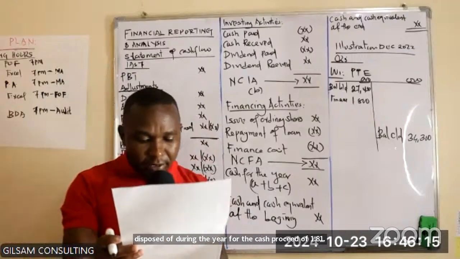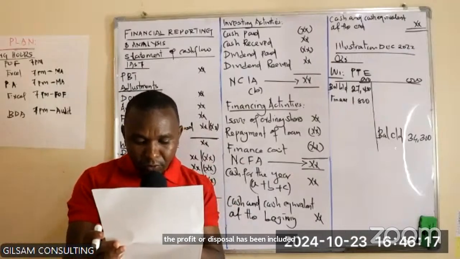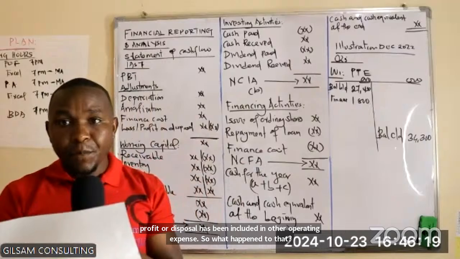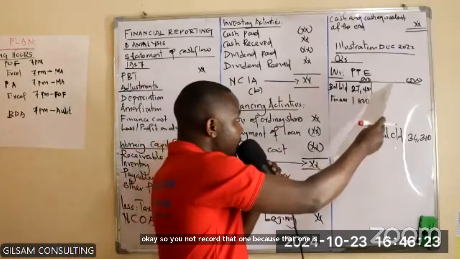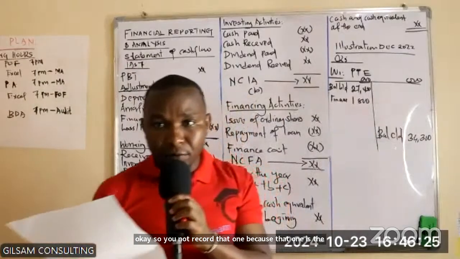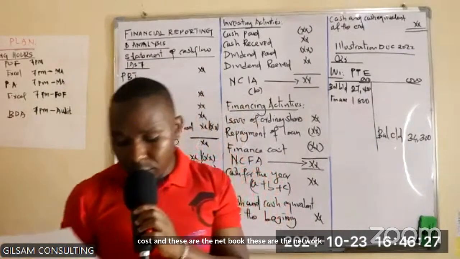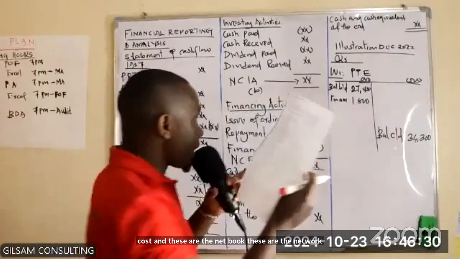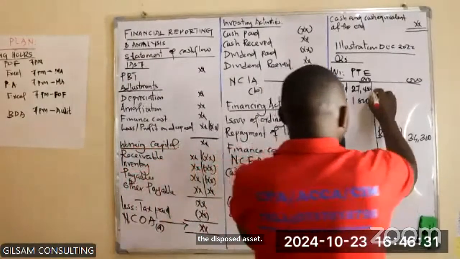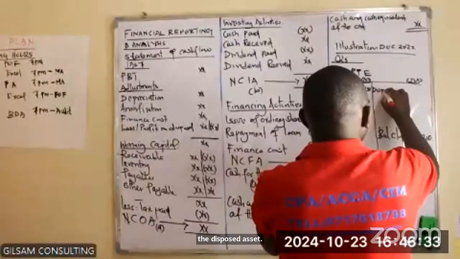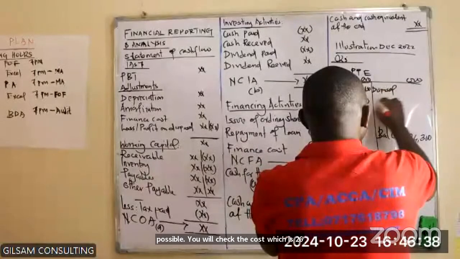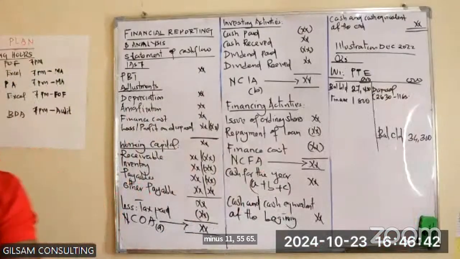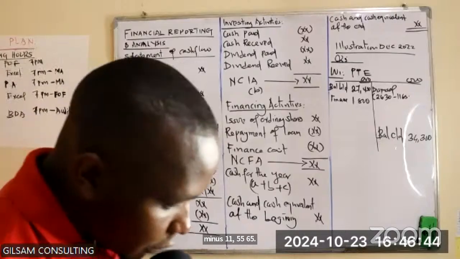So what happened to that? We disposed of an asset which cost 26.30. We will not record that one because that is the cost, and these are the net book values. So we have to write the net book value of the disposed asset. So come here, write the disposal. We will take the cost, which is 26.30 minus 11.65. Get your calculator.